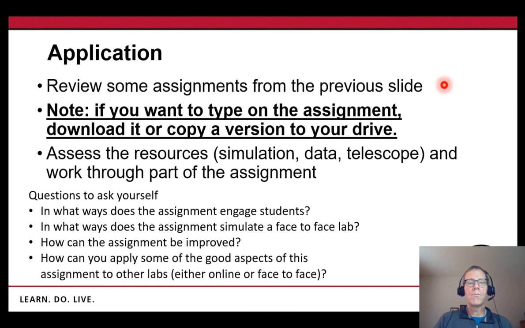In what ways does it not? So how could the assignment be improved? And if there are some good aspects of each of these assignments, how could you apply some of those good aspects to other assignments? So for example, if you're a biology teacher, none of these assignments are biology related. Most of them are from circuits and electricity or astronomy. Even if you're teaching physics, but you're not teaching much of those concepts, how can you use some of what is there to aid you in creating your own assignments?